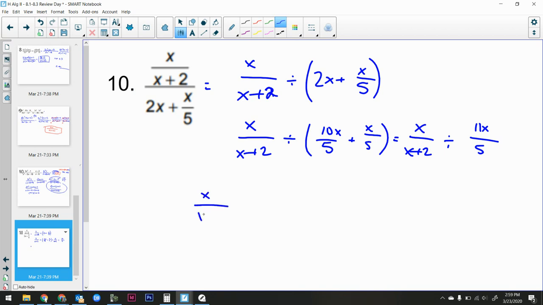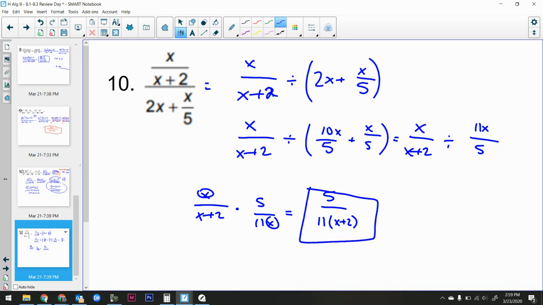So x over x plus 2 times 5 over 11x. Now the only thing that can happen here is this x gets canceled out with this x to leave us with a 5 over 11x plus 2. If you wanted to say 5 over 11x plus 22, that's fine as well. All right, there's my answers there.